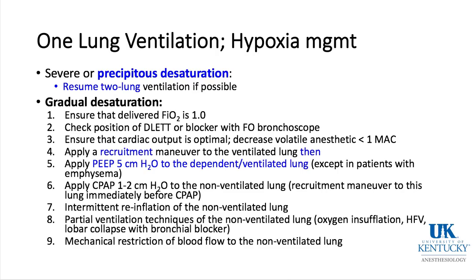If you are going to take out a whole lung, one of the things that is most effective is clamping the pulmonary artery and stopping blood flow to that lung that's not being ventilated. And so the surgeon may do that, and then your saturation goes right back up, oftentimes to near 100%. And that is a very effective way of reducing hypoxemia during one lung ventilation.